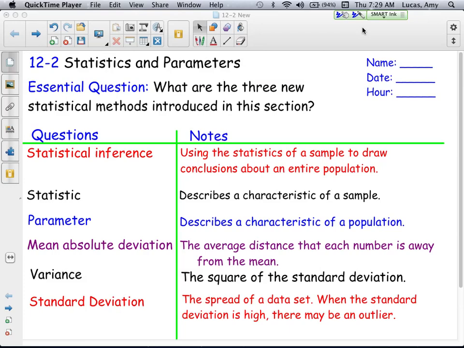The variance is next. The variance is the square of the standard deviation. And the standard deviation is a really important statistic. It describes the spread of the data set. So when the standard deviation is a really small number, that means that your data set is really close, like the numbers are very close together. When the standard deviation is high, then the numbers are more spread out, which could indicate that there is an outlier in the set.